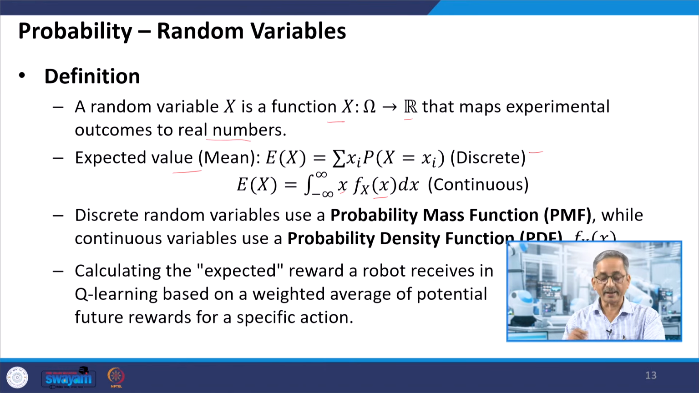The discrete random variable uses a probability mass function while the continuous variable uses the probability density function. And we use this concept in calculating the expected reward a robot receives in Q-learning, based on a weighted average of the potential future rewards for a specific action. We will be seeing these things in much more detail when I talk about reinforcement learning.